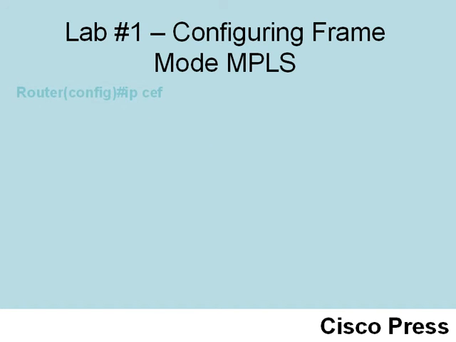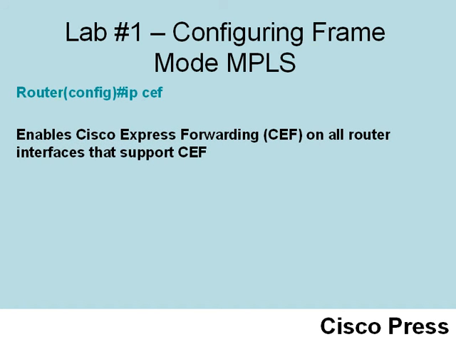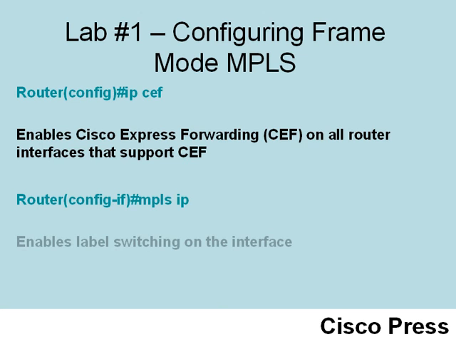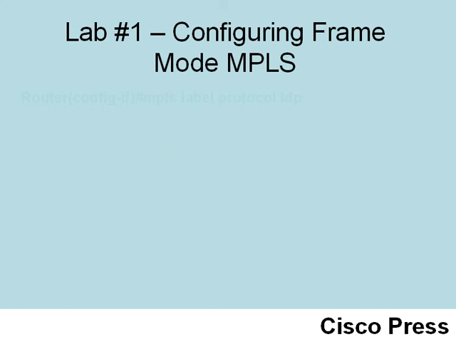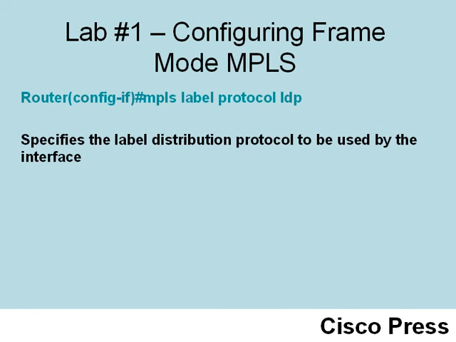First up, in global configuration mode, we want to enable CEF, Cisco Express Forwarding, for the router. We do that with the command ip cef. Then we go into interface configuration mode and enable MPLS label switching on that interface with the command mpls ip. Next, we select the label distribution protocol that we're going to be using. In this lab, we will say mpls label protocol ldp. That's the label distribution protocol.